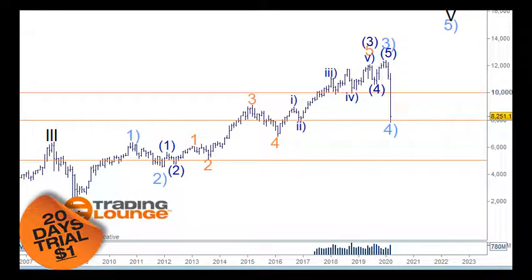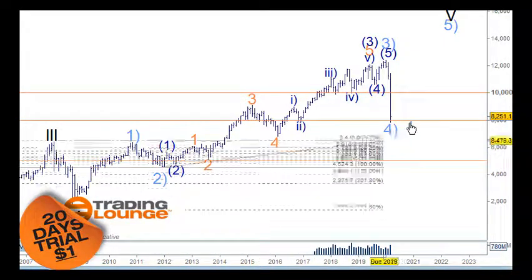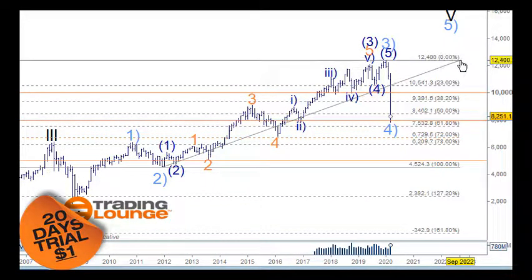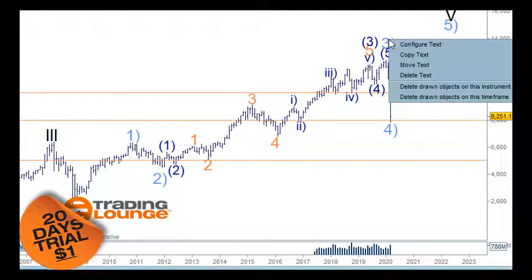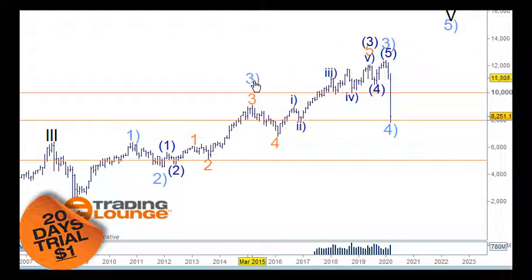So we're looking at this as a fourth wave pullback here, but we might have to can that idea because this is wave 2 low here, this is the top here, and we've already moved through the 38.2% retracement level, and we're down into the 61.8% mark here. So we may have to consider a top being in place, and my other count for this was, if I copy this here, having wave 3 here, wave 4 here, and wave 5 sitting on this top here.